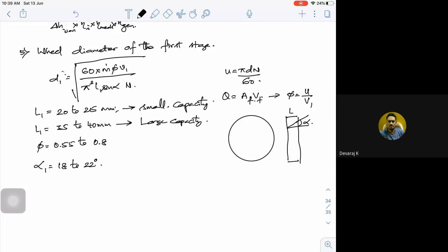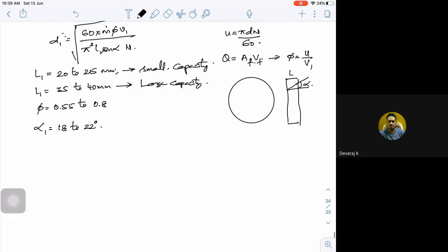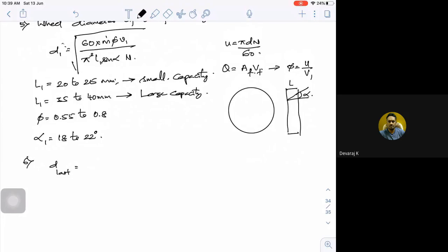Now, you have the D1 for the first stage. What about the last stage? See, this is for the first stage. What will it be for the last stage? I can call it D last stage, if it is the third stage or whatever it may be. I'll be looking at what is called your flow ratio. Your velocity flow ratio comes into the picture.